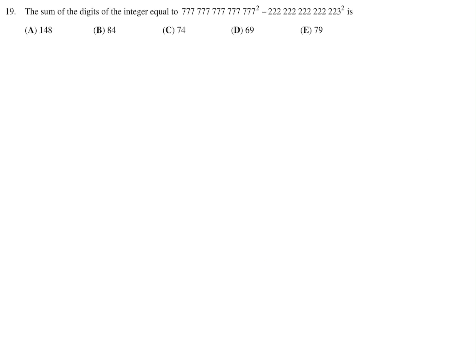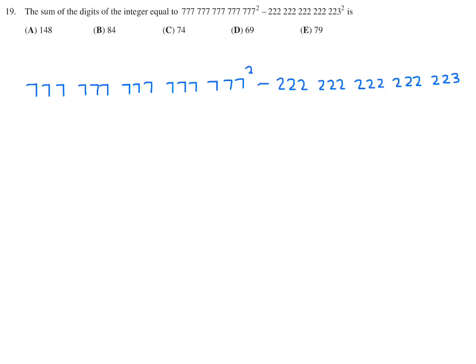The sum of the digits of the integer equal to that big long thing squared minus another big long number squared is... Okay, so, oh boy, 777, 777, 777, and so on, squared, minus 222, 222, another set of 2's, and then be very, very careful. This last digit is a 3. If you miss that, you'll get the question wrong. All the more reason to pay very close attention to details on math contests.